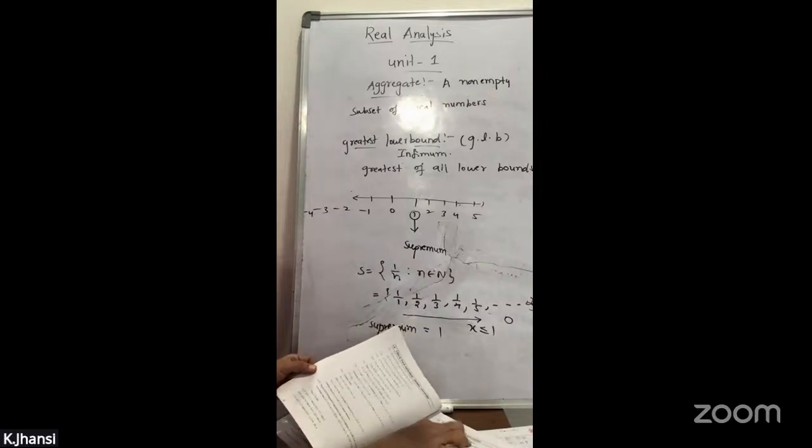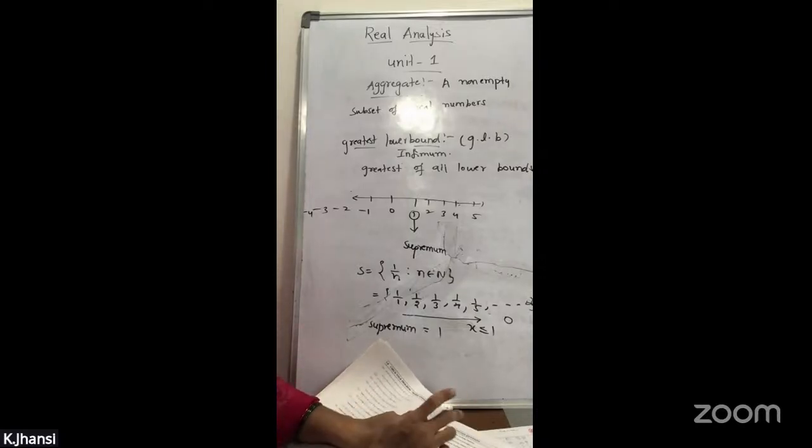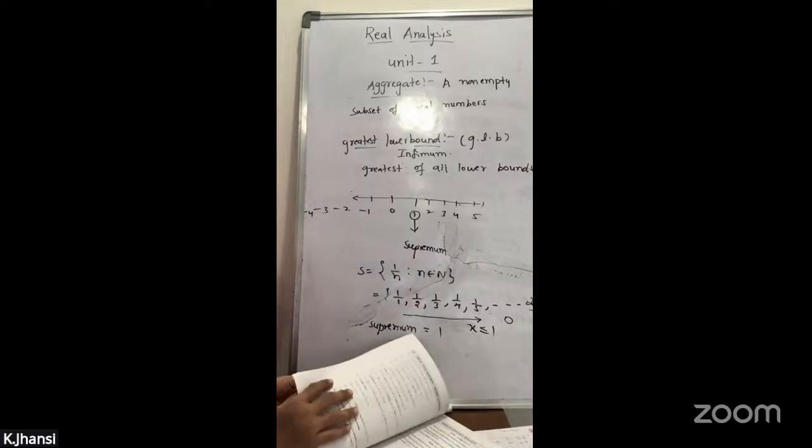See, MEQ questions you can see on page number 21. First, define a countable set. Just now I have told the definition, no? Then you have to show that the set of rational numbers is countable. And one more: show that every non-empty subset of N has an infimum.